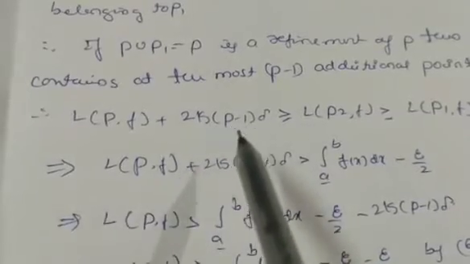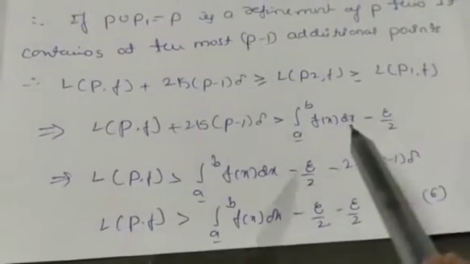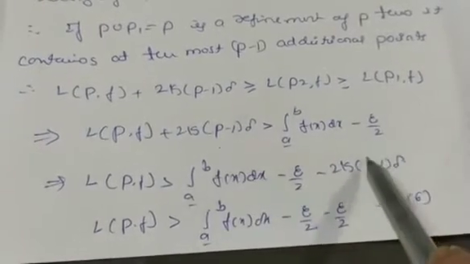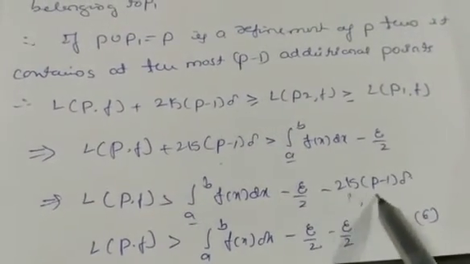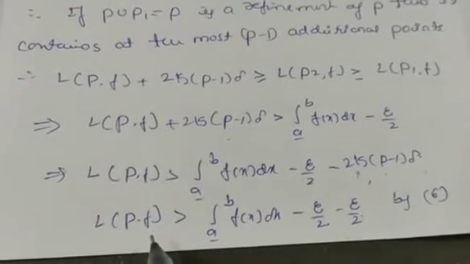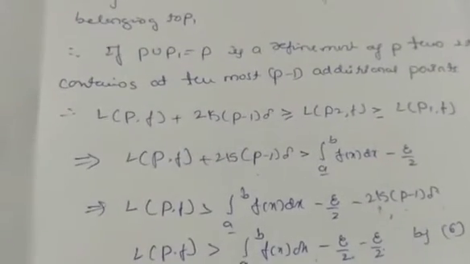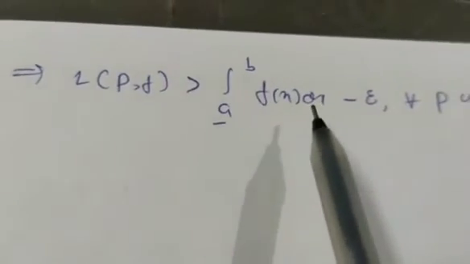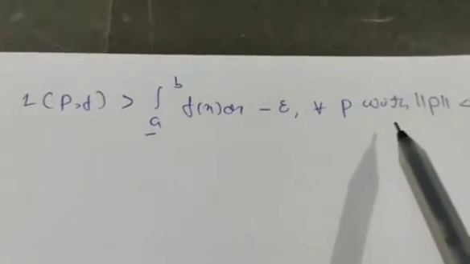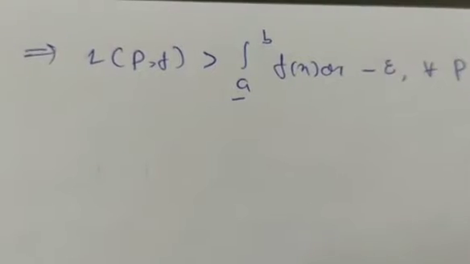So again, take this point to this side, it becomes the lower Riemann integral. So LPF is greater than, taking this point to this side, it becomes minus 2k into p minus 1 into delta, and we know 2k into p minus 1 into delta we have taken as epsilon by 2. So LPF is greater than the integral from a to b of f of x dx minus epsilon by 2 minus epsilon by 2, which is equal to epsilon. So LPF is greater than the lower Riemann integral of f of x dx minus epsilon for all P with norm P less than delta. So this is all about the proof of this theorem.